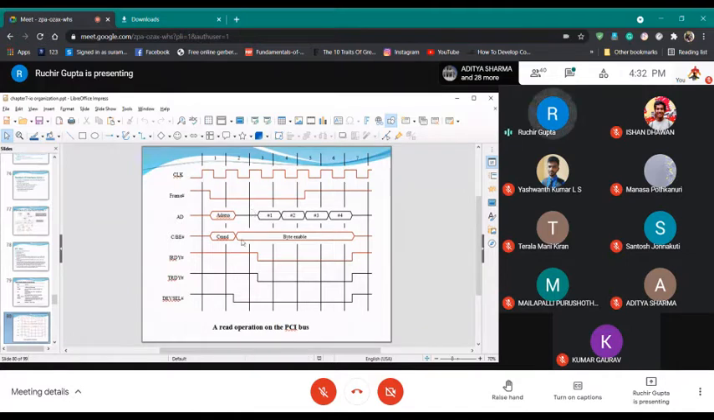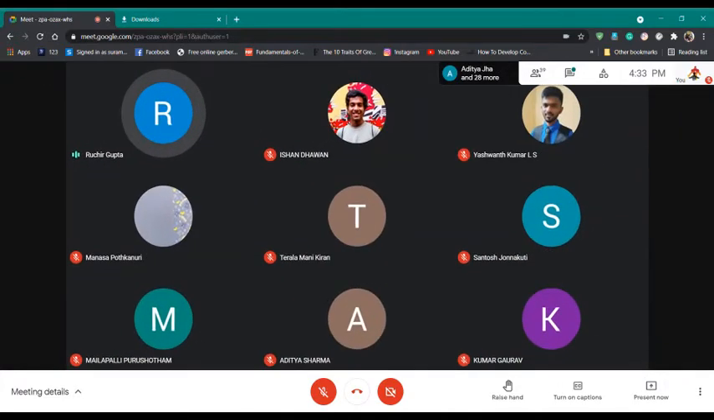And another thing you can see is that you have target ready and initiator ready for the time for which the data is being transferred. Does it make sense? Yes, sir. Okay. Now let's see a different example, so stop sharing and I'll start sharing.